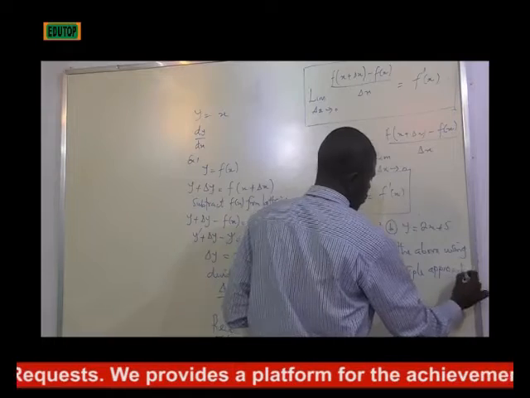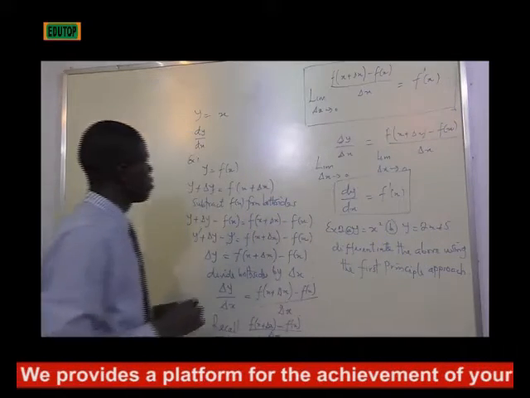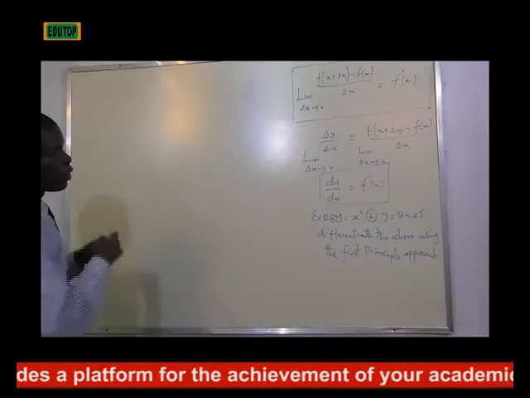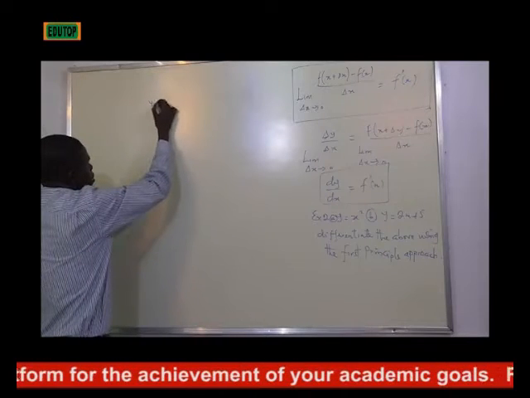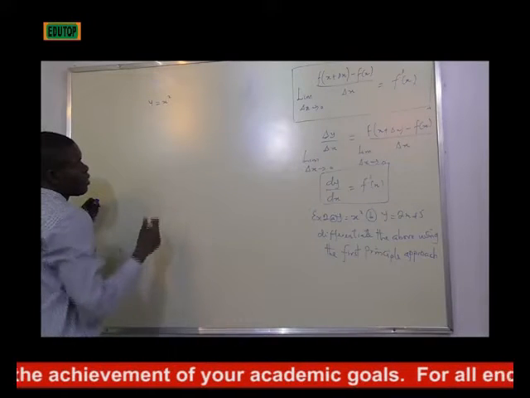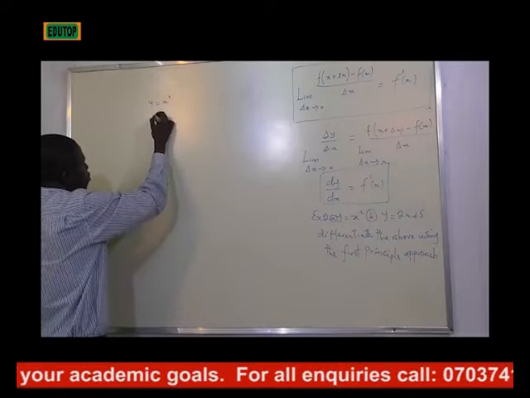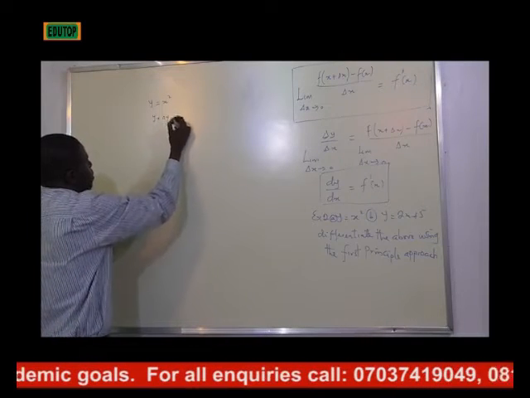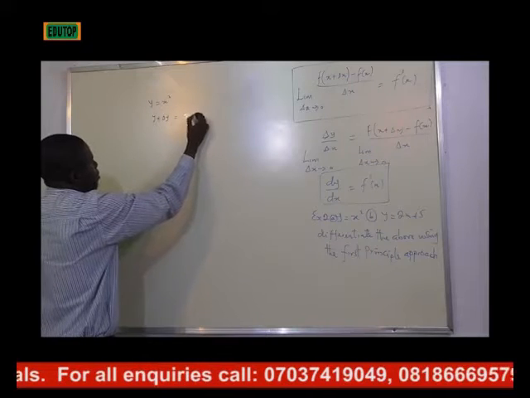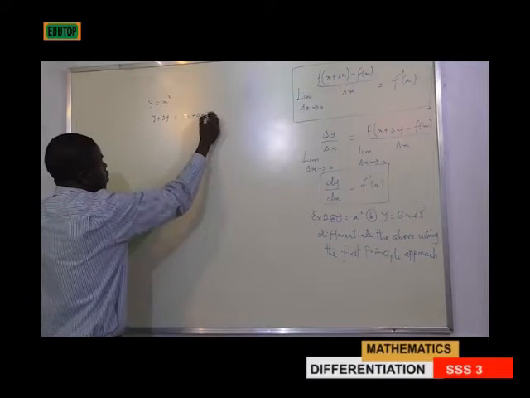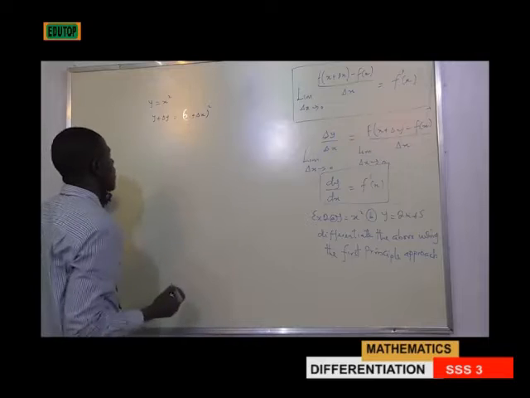So I have to differentiate it using the first principle approach. So y equals x squared. I have to differentiate this using the first principle approach. Then that means we're going to have y plus change in y equals x plus change in x all squared.